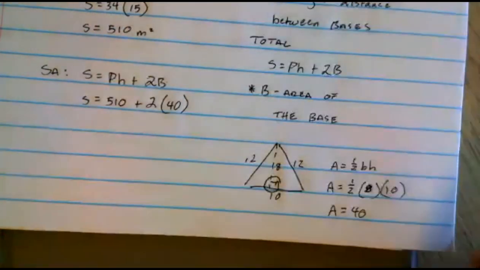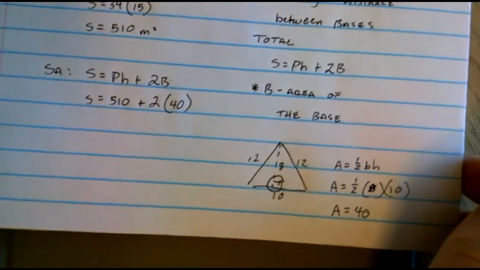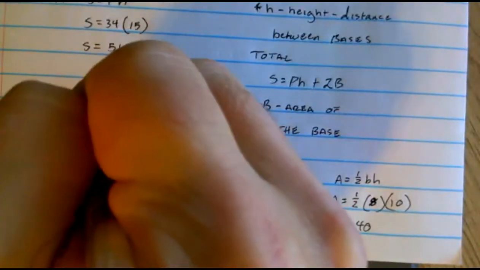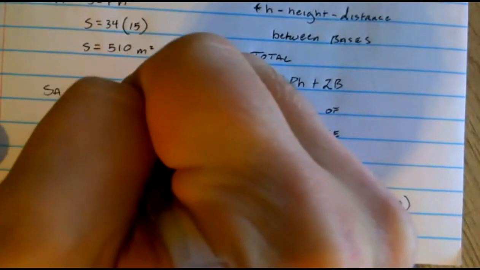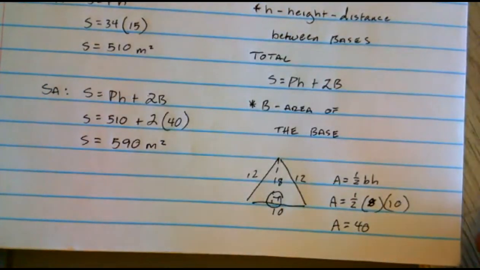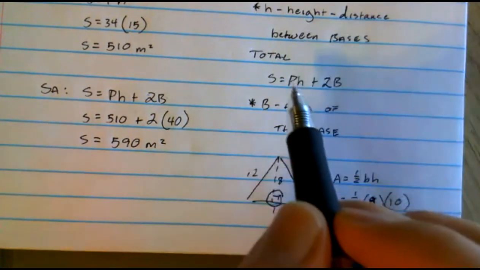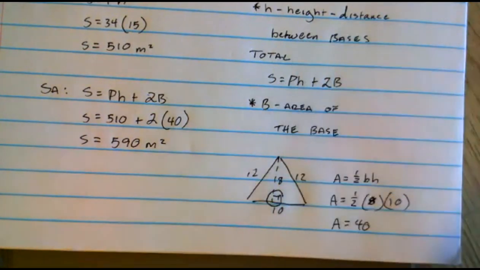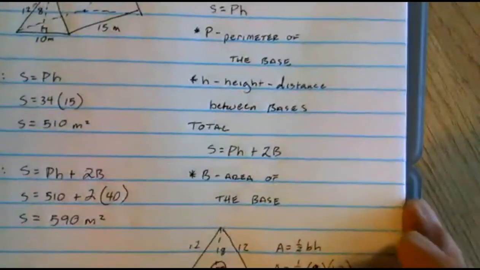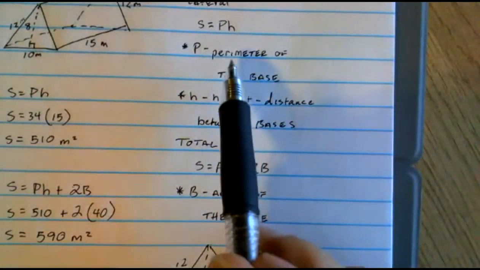So we have 2 times 40. So we're basically going to add 80 to 510 to get a total surface area of 590 square meters. Okay. That's how we would do a prism. That's how we work our way through that prism formula, again paying attention to what all of these letters mean for us.